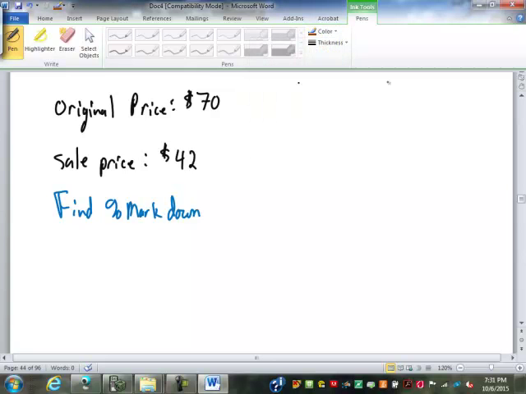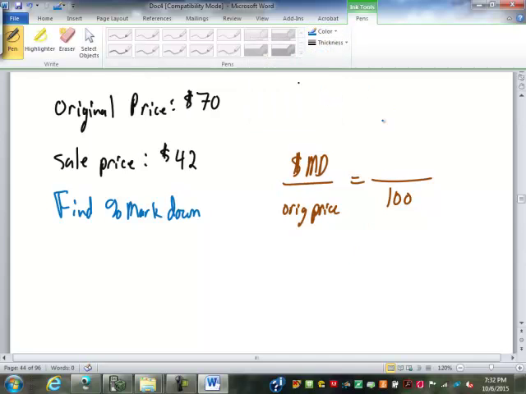Well, this one isn't near as tough as it looks. To find the percent markdown, all we are looking at is the amount of the markdown, the dollar markdown, over the original price. And we can either just divide it out and move the decimal, or we can look at that as being the percent over 100.